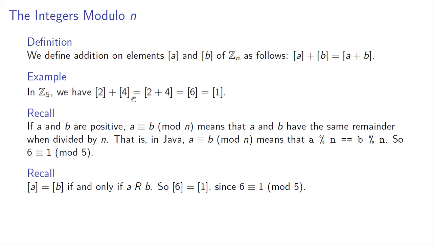Okay, so the actual answer for this addition, the best answer, is the equivalence class of 1. Technically, the equivalence class of 6 is also correct because the equivalence class of 6 is equal to the equivalence class of 1, but you should always write it in the simplest form, which here would be the equivalence class of 1.